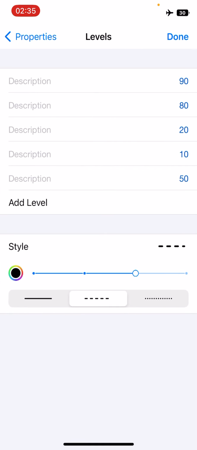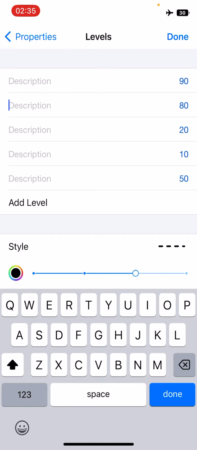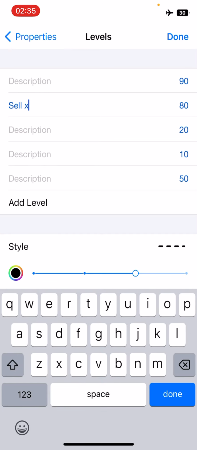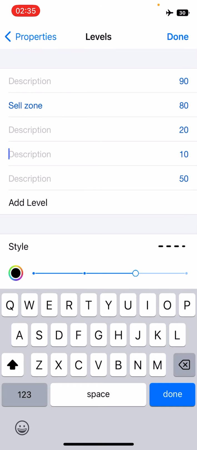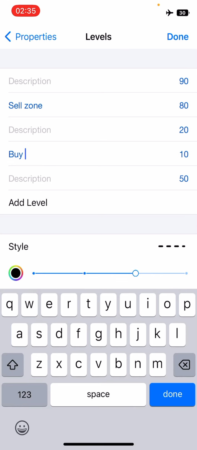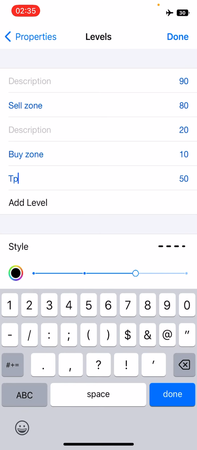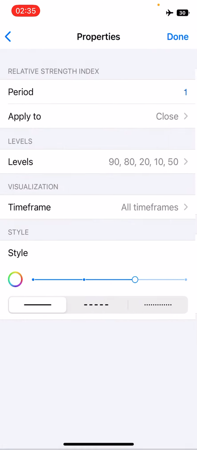Let me try and go to our level section. We've got level 90, level 80, level 20, level 10, and level 50. I'll try and label these as sell zone, and I'll put these to be a buy zone, and level 50 is the usual take profit level, so TP1 usually. Okay, and then done.